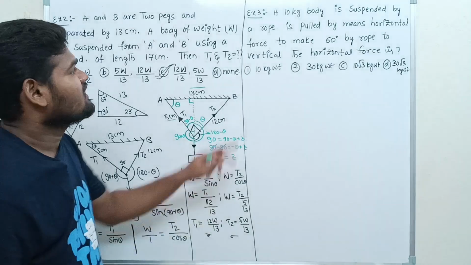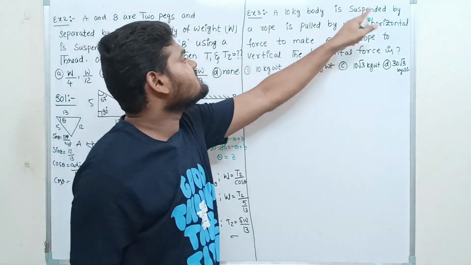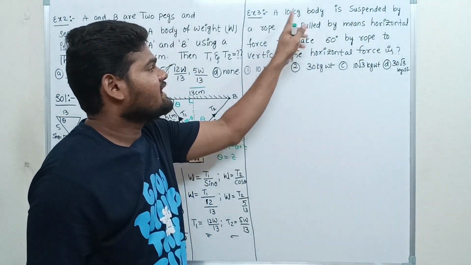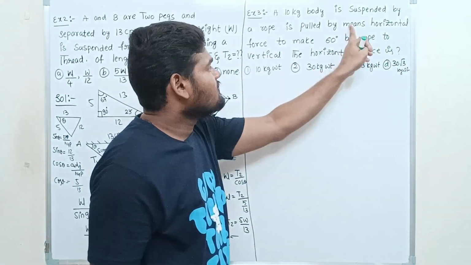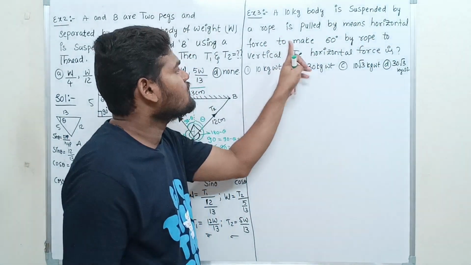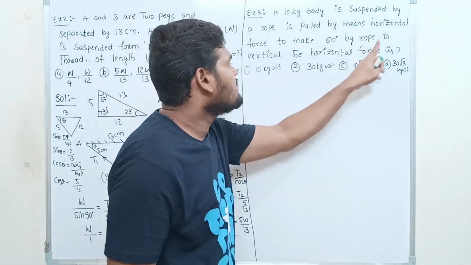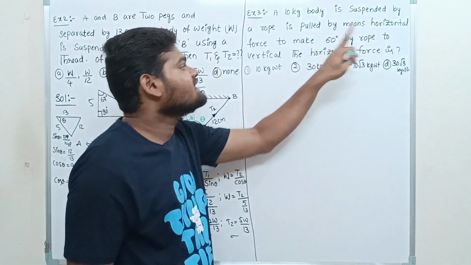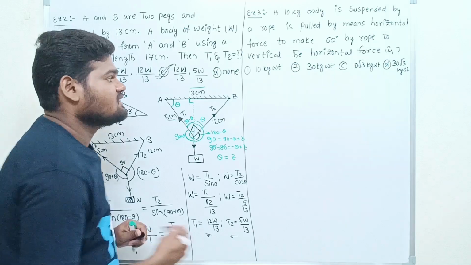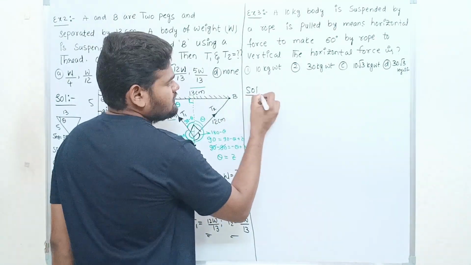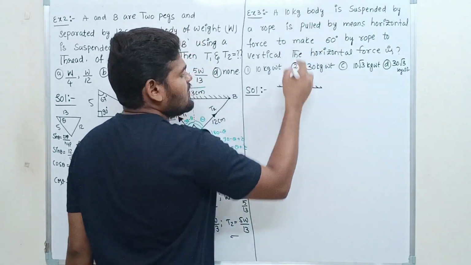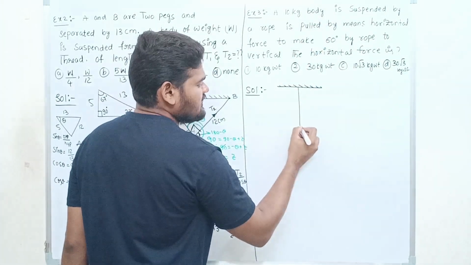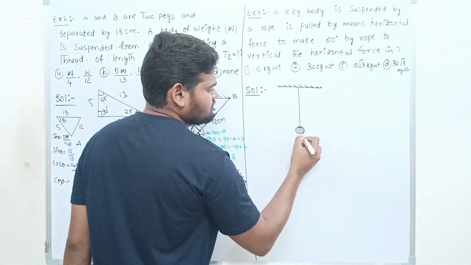So what is given? A 10 kg body is suspended by a rope, and is pulled by a horizontal force to make a 60 degree angle of the rope to the vertical. Have a look, they have taken one object of mass 10 kg, and they have suspended it like this.